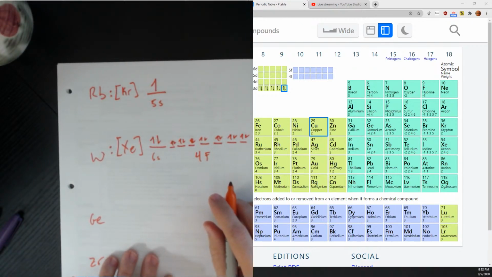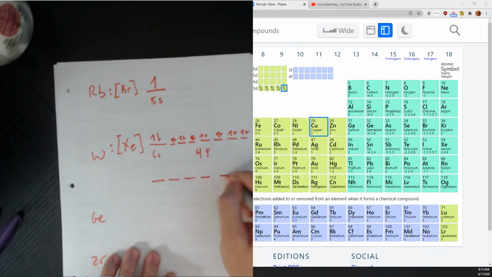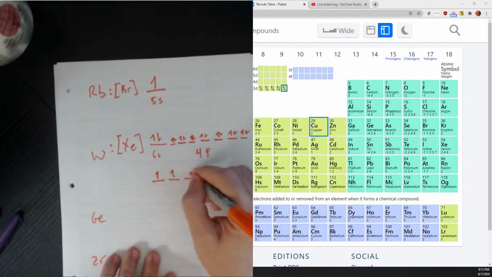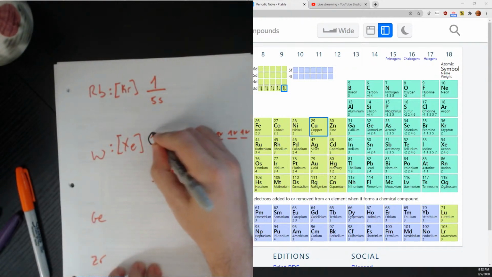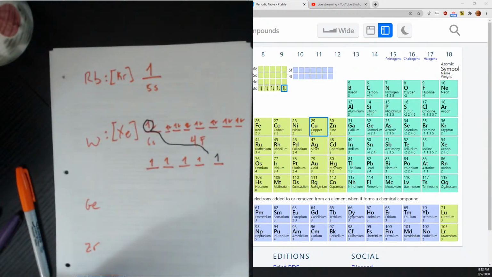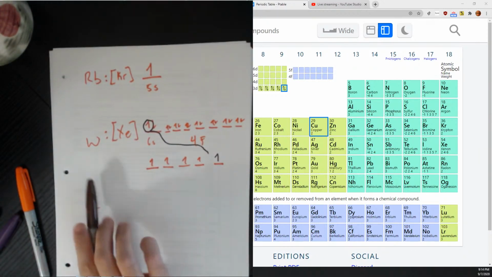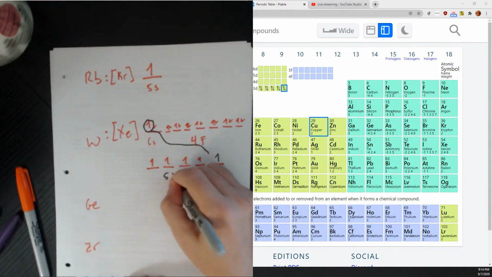And then tungsten is in the fourth column of the 5d. 1, 2, 3, 4, 5. 1, 2, 3, 4. Which means that it is an exception. We are going to bump this guy out of 6s up into 5d. Okay, so it is 6s1, 4f14, 5d5.